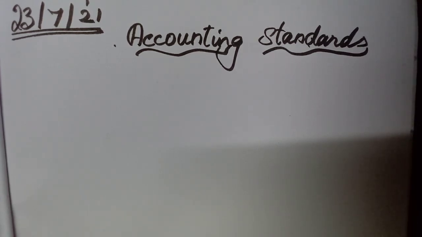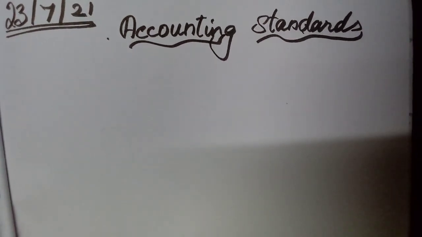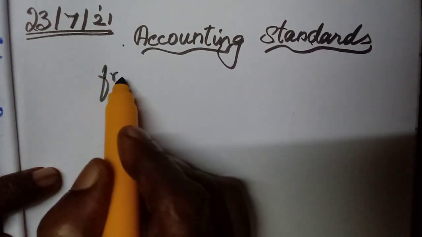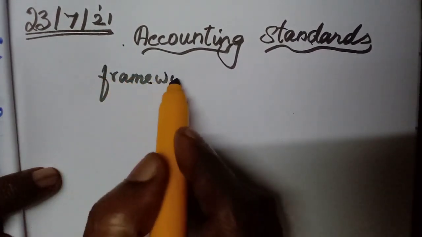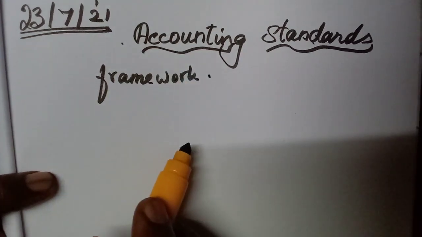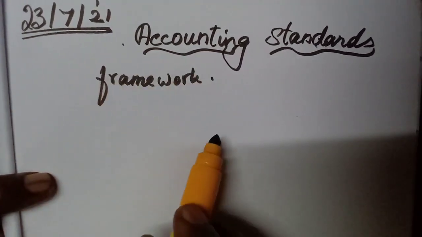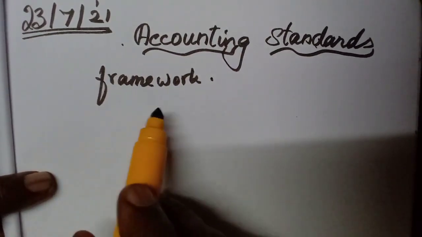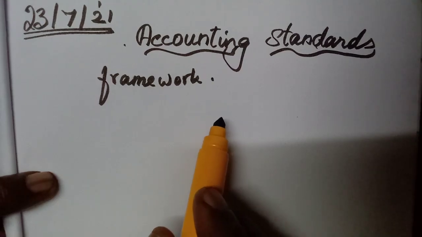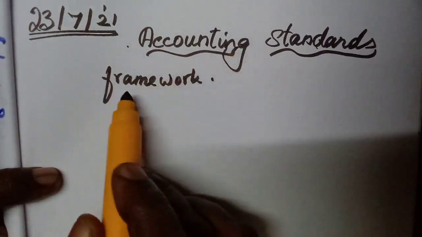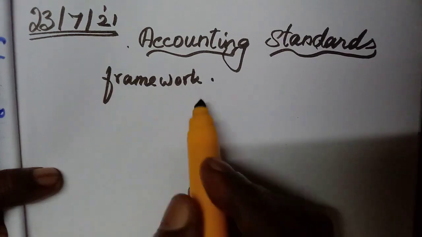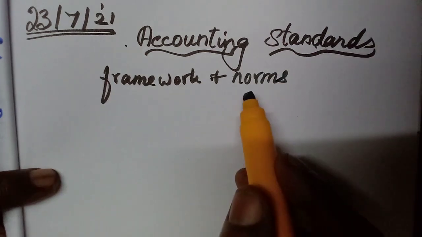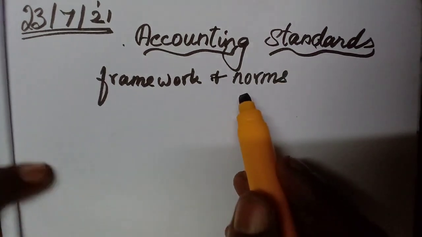What are these accounting standards? How is it helpful? These accounting standards are like the framework. We know to keep a photo, we do the frame first, isn't it? So within that framework only we keep that photo. So if the framework is large, we have to keep a large photo, isn't it? So these accounting standards are also acting as the framework and norms. Norms means the rules and regulations, conditions, all those things.